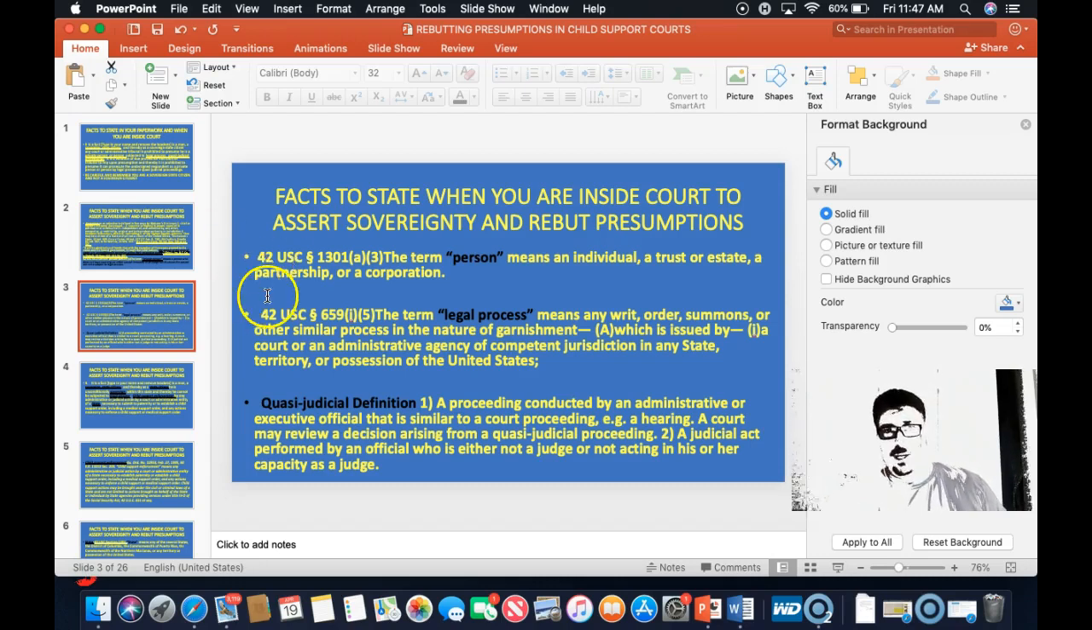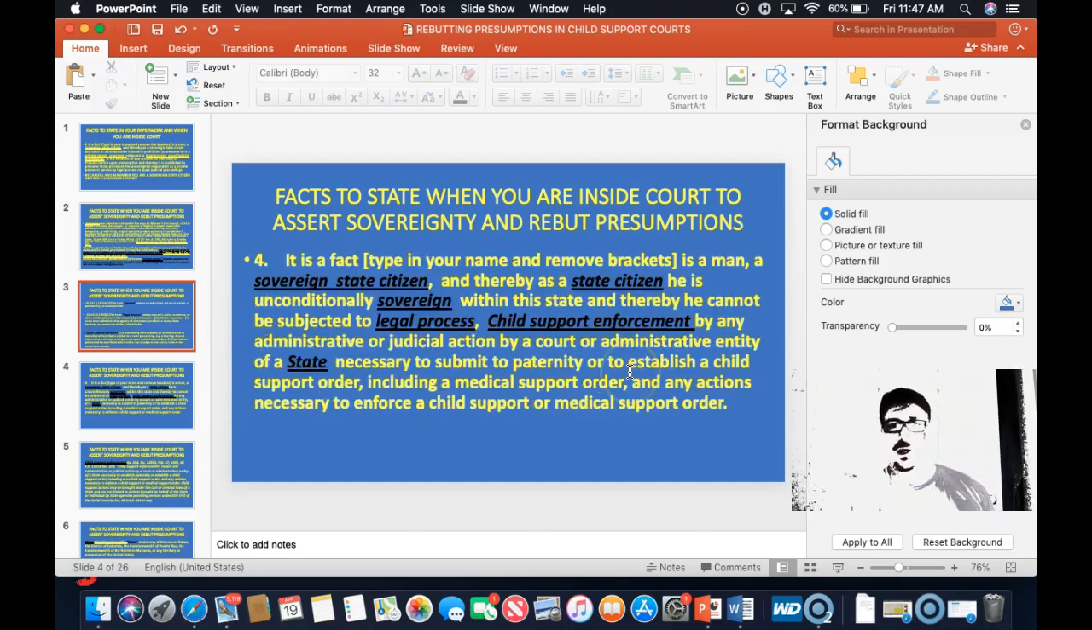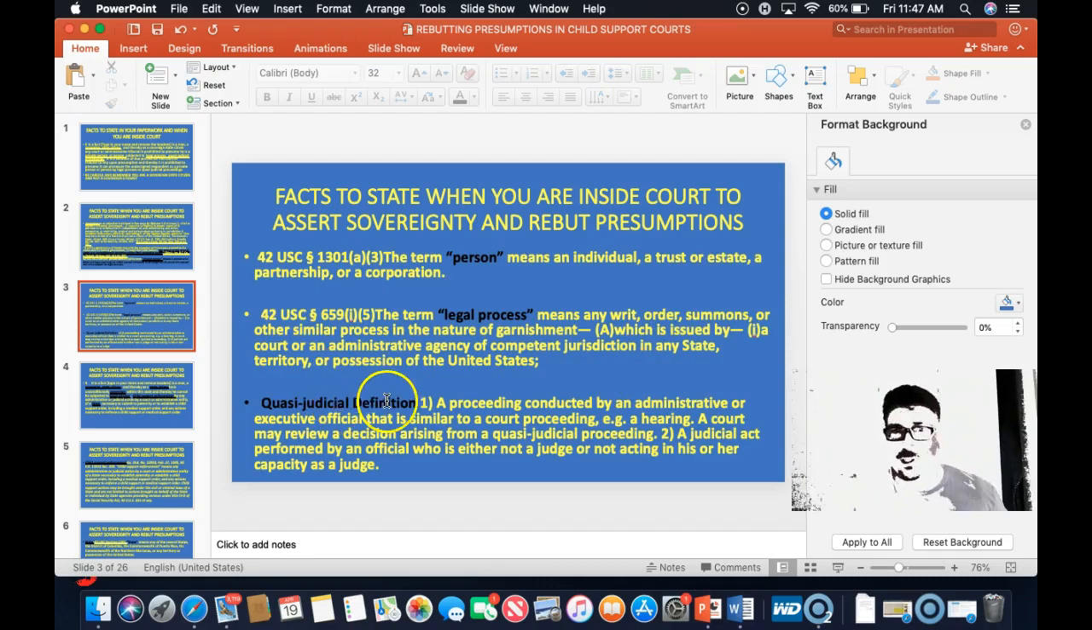Right here, we're talking about, again, 42 U.S.C. 659, legal process. We talked about that earlier. Quasi-judicial definition is a proceeding conducted by an administrative or executive official. All right, that is our fake judge. That is a surrogate judge because they're working under the executive branch. They're not a judicial official.